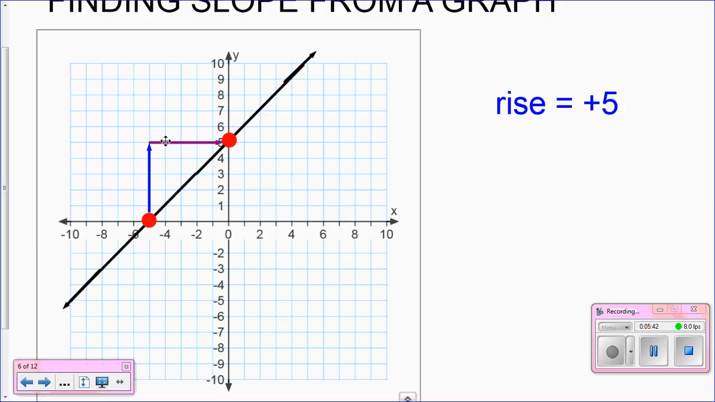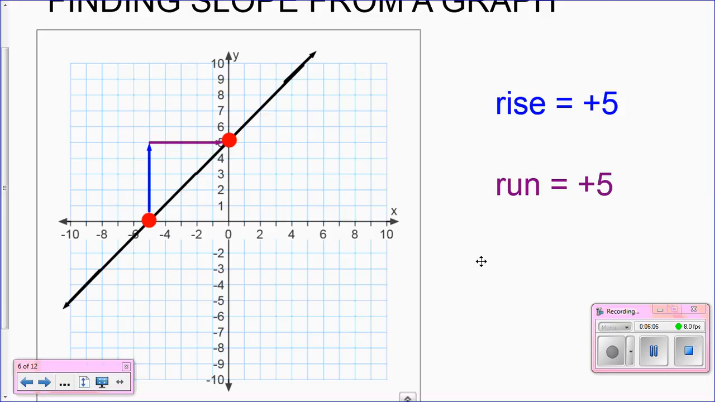Now I'm going to go to the right. 1, 2, 3, 4, 5 units to get to my next dot. That's my run. It's plus 5, and it's plus because I moved to the right. If I went from this point to this point, I'd get negative 5. I'd go down, which is a negative movement, so I'd be negative 5 for the rise. And I go to the left, which is negative movement. Again, negative 5 to the left.